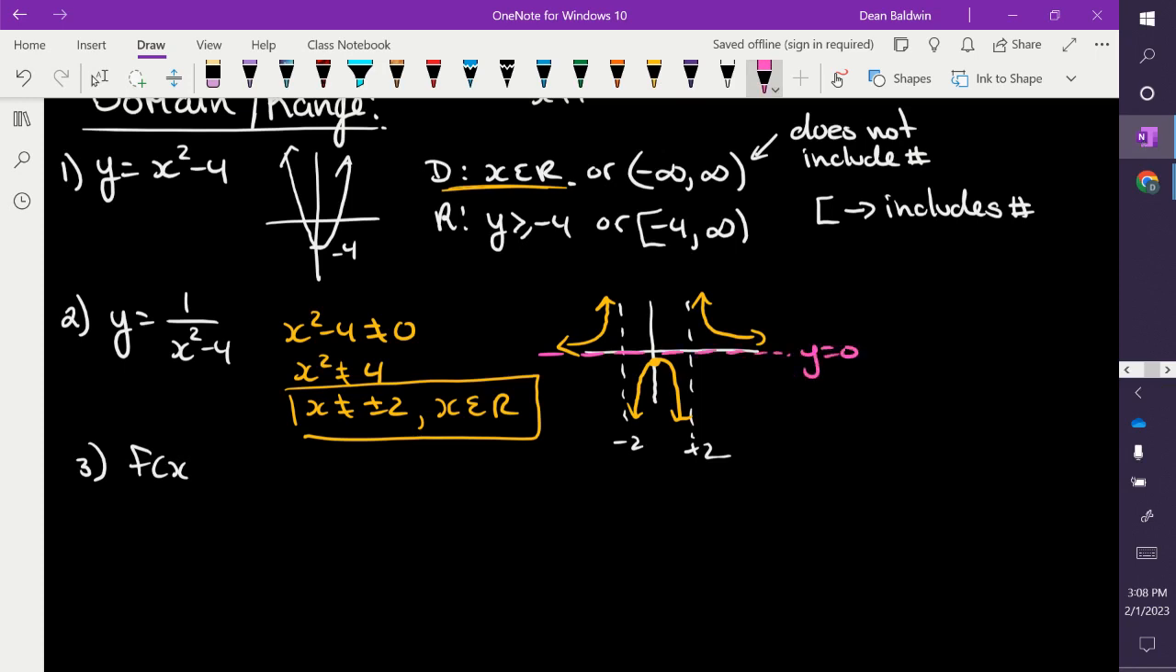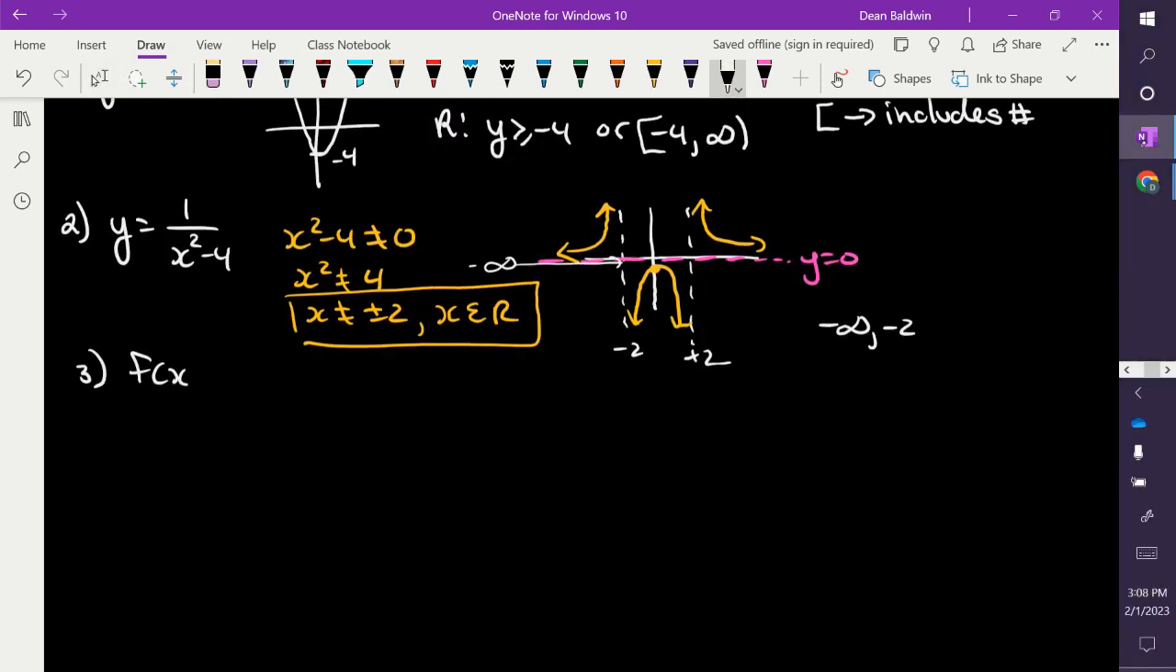Okay, so the domain we said is x is not equal to positive or negative 2, or x is an element of R. If you're going to write that in interval notation, it's kind of a different way of writing it. You would say it can be anything from negative infinity, which is way out here, all the way up to negative 2. So you'd go negative infinity to negative 2. It can't be negative 2, so it's both rounded. Then it goes from negative 2 to positive 2. Again, doesn't include those.